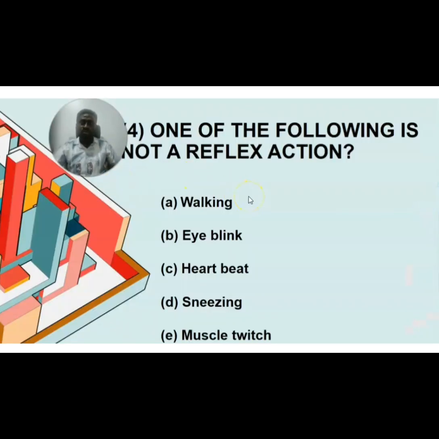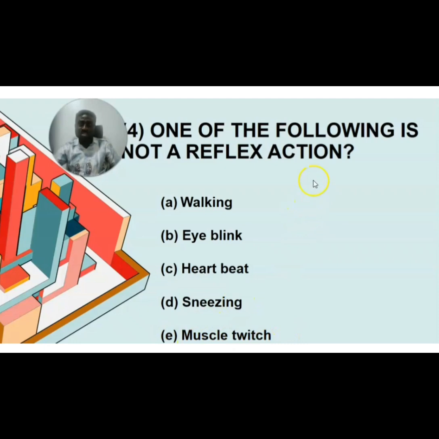Question 4 says one of the following is not a reflex action. You know what reflex actions are? We studied reflex and non-reflex actions in the topic nervous system in year 8 and partly an introductory part in year 7 when we did the organization of life, the organs and organ systems. You remember? So a reflex action is that action that is involuntary, that you lack control over. You don't have any specific control over them. So is it A, walking, B, eye blink, C, heartbeat, D, sneezing, E, muscle twitch?